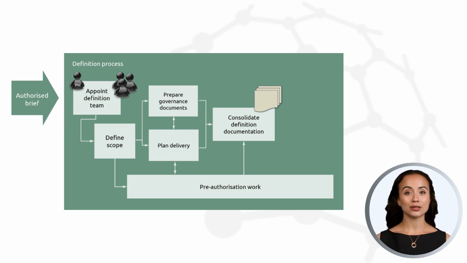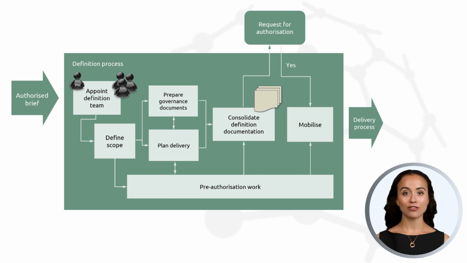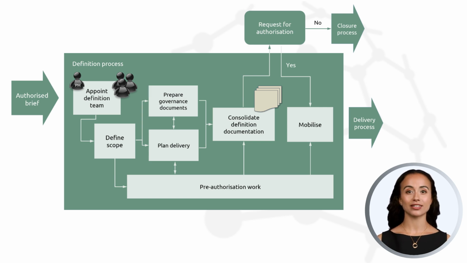These documents are submitted to the sponsor with a request to authorize the start of delivery. If authorization is given, then the resources needed to perform the first stage of delivery are mobilized. If authorization is denied, this may trigger the closure process, although it may simply mean that more work needs to be done to produce an acceptable business case.